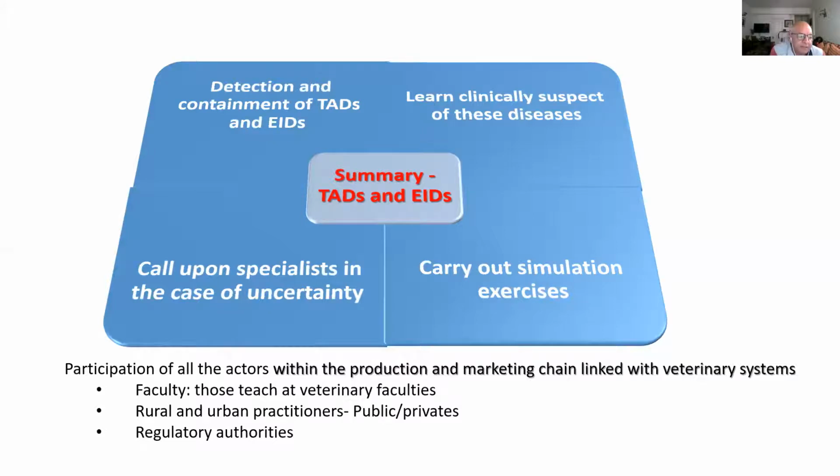Some examples: those in teaching faculty should be involved in this cycle. And practitioners, whether rural or urban, in government or private practice, should also be involved. And there are other authorities who regulate the policies and strategies. So this is all about transboundary animal diseases.